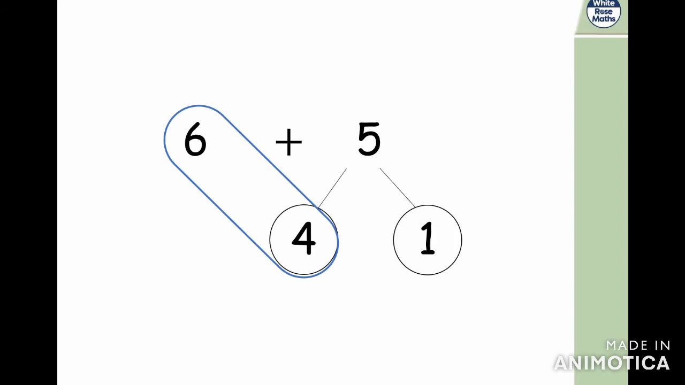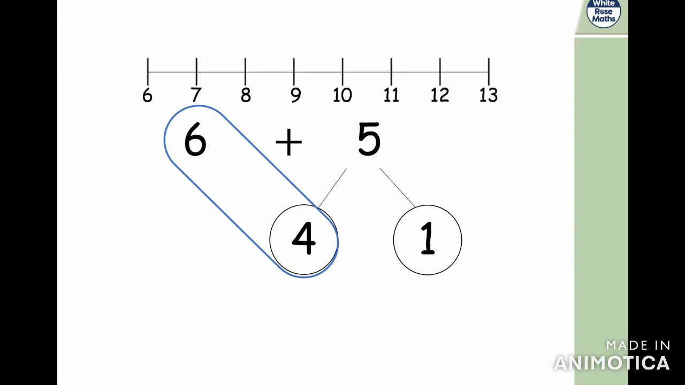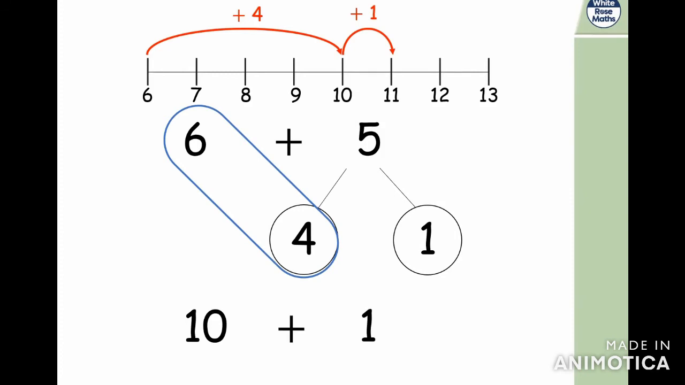I can show this on a number line. I'm starting at 6 and I'm jumping to the next 10, and that's a jump of 4. 10. 6 plus 4 makes 10. And then what have I got left over? I've got a jump of 1. So 10 plus 1 is equal to 11. And that's the same as 6 plus 5 is equal to 11.